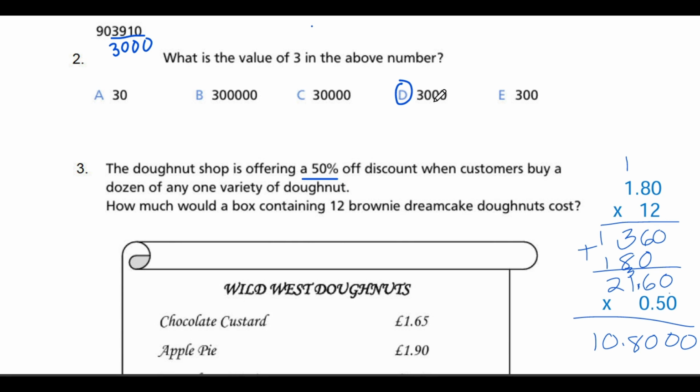Why the other options are wrong? The other options just have the wrong place value. 30 would be if the 3 was in the tens place, 300 is the hundreds place, and 30,000 would be the 10,000s place. Here's the detailed explanation.